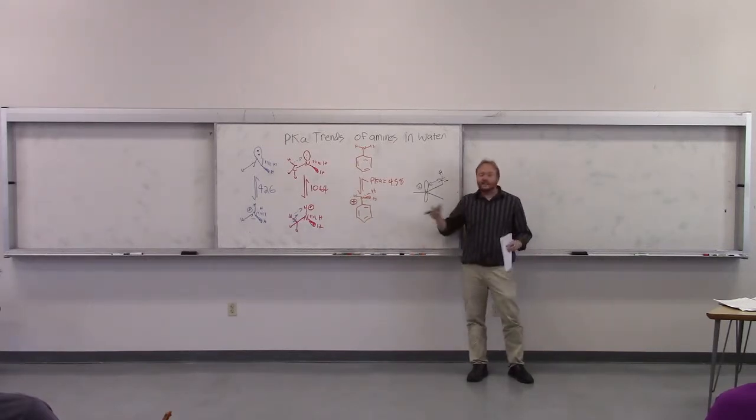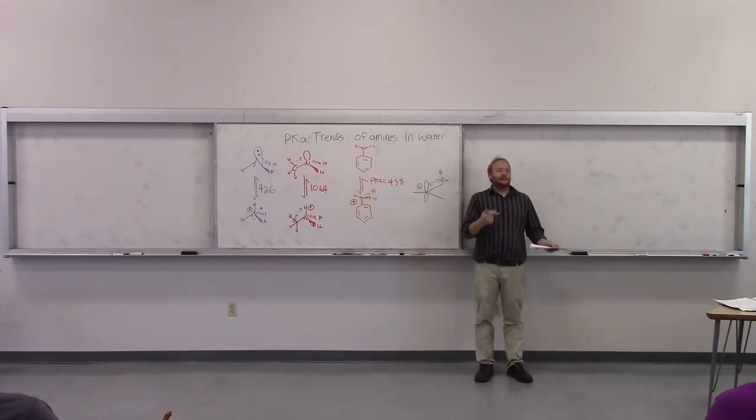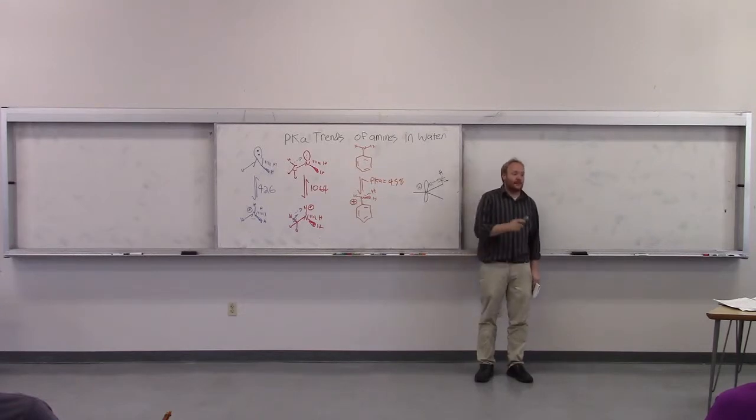And when you have a destabilized conjugate acid, what does that mean? Well, it means your acid is going to be more acidic. So your ammonium is less stable, meaning it's more acidic, yes.